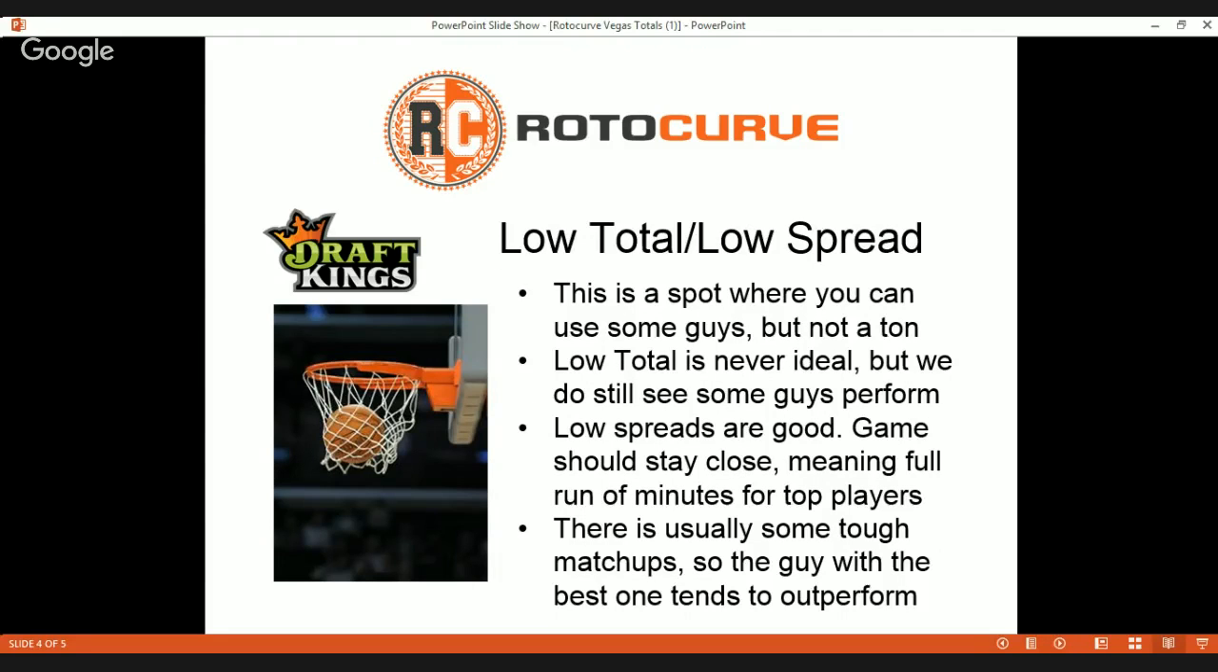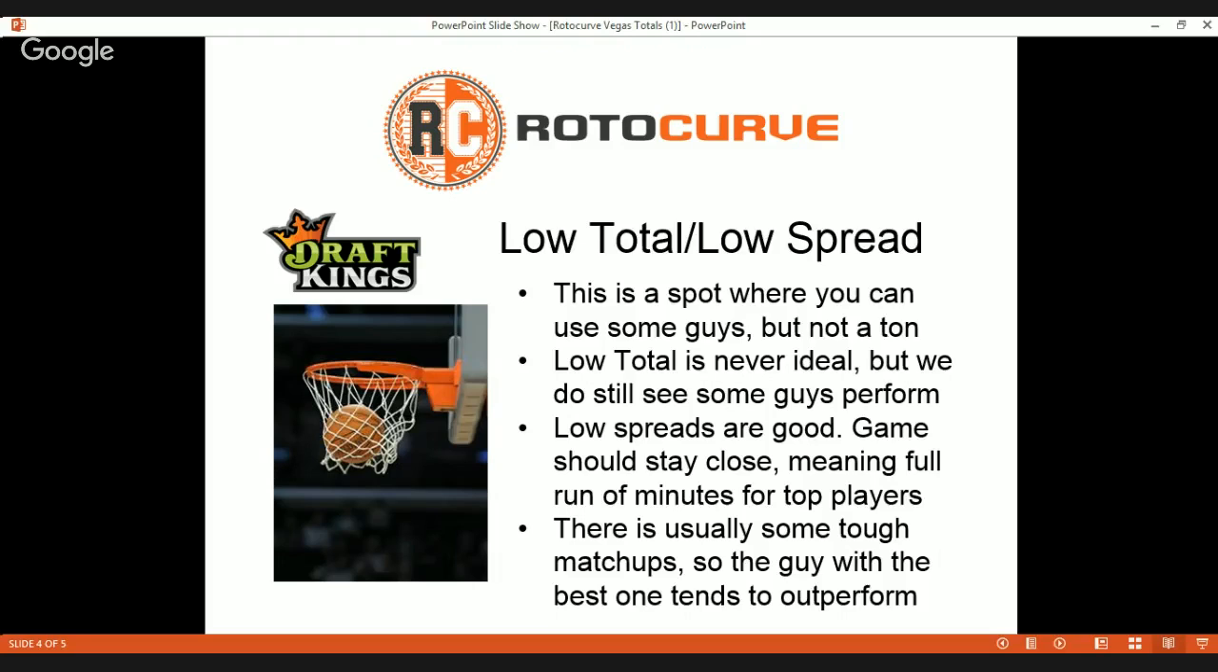The next kind of game we're going to talk about is a game that has both a low total and a low spread. So this is a spot where I think you can use some guys, but I wouldn't want to be heavy. I wouldn't want to have a stack of a game like this. But I do think that players from this type of game are usable. The low total is obviously never ideal, but we do still see some guys that put up some big numbers even in low total games.